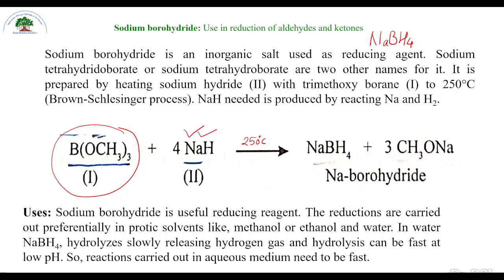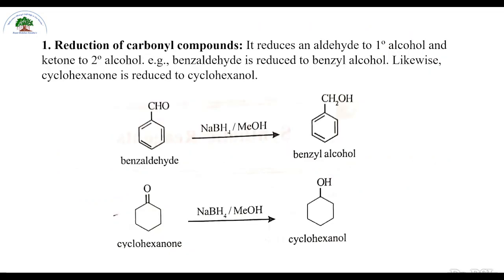The reactions are carried out preferentially in protic solvents, and protic solvents means solvents such as methanol, ethanol, water. In water, sodium borohydride hydrolyzes slowly releasing hydrogen gas, and hydrolysis can be fast at low pH. So reactions carried out in aqueous medium need to be fast. The first use of sodium borohydride is that it reduces aldehydes to primary alcohols and ketones to secondary alcohols.